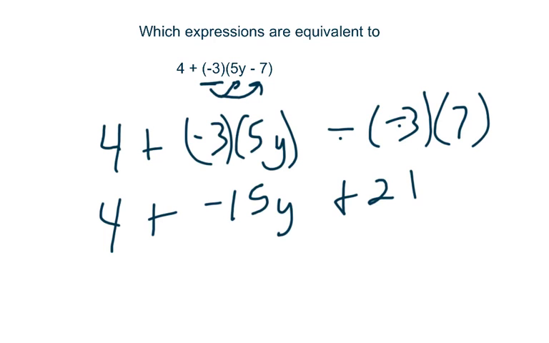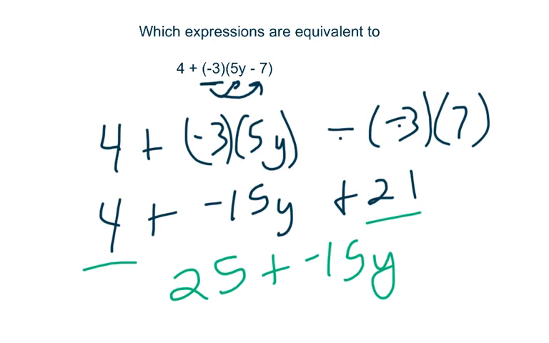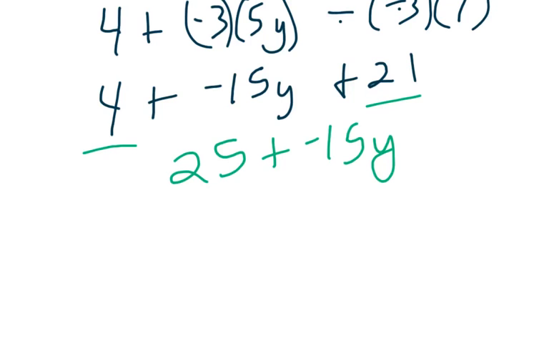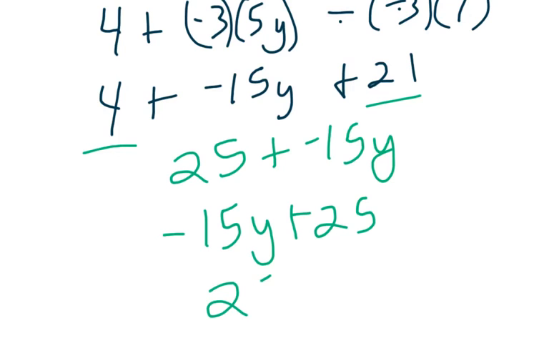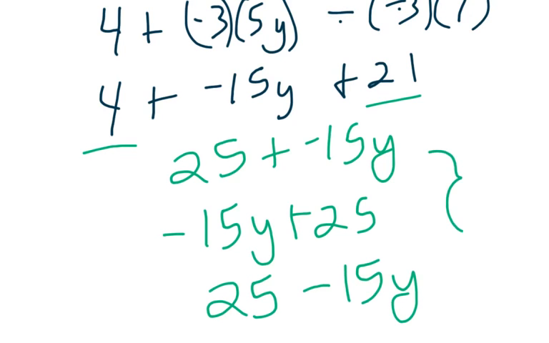And now we look for like terms. The 4 and 21 are like terms, and so that gives us 25 plus a -15y. You could also rewrite that as -15y plus 25, or you could also write it as 25 minus 15y. All three of these are the same thing.